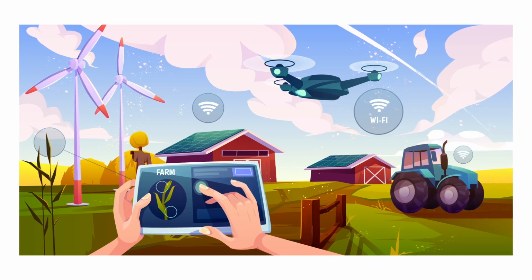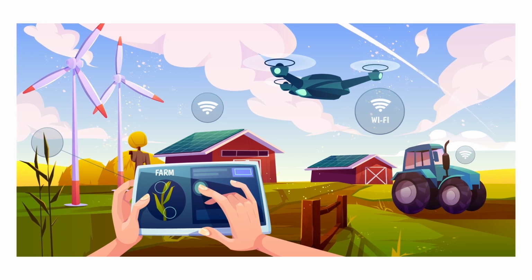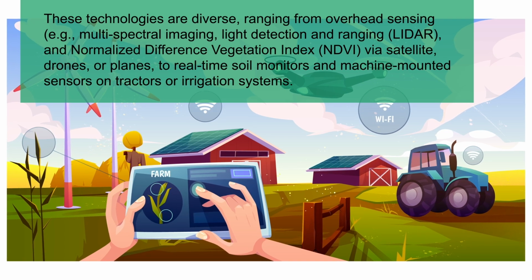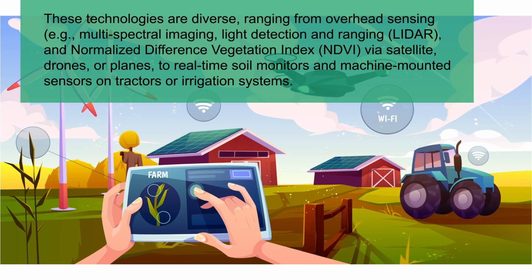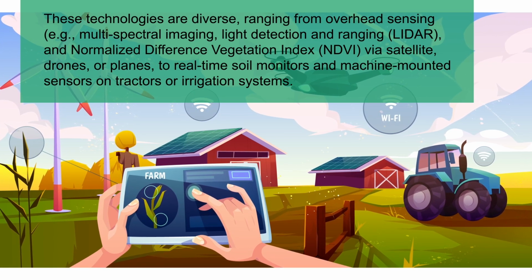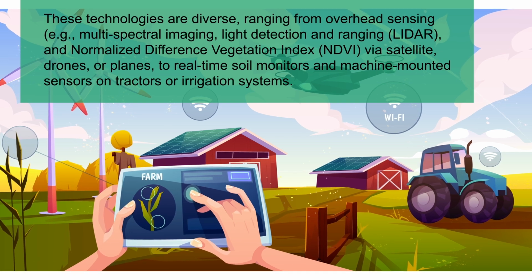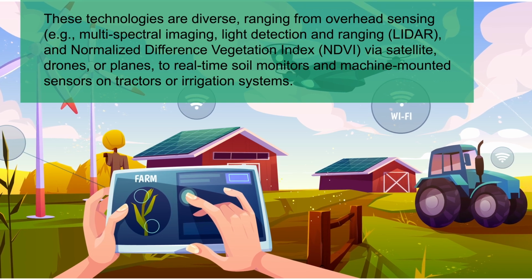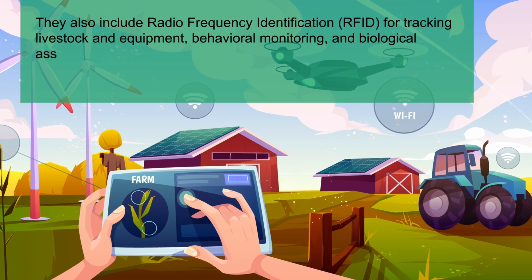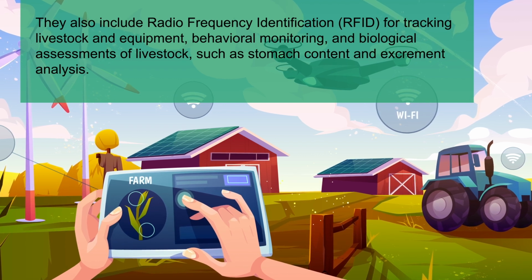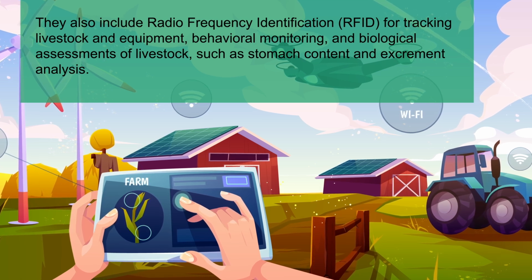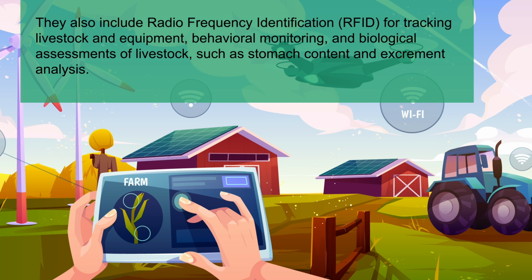Surveillance and monitoring technologies represent a third essential component of modern PA systems. These technologies are diverse, ranging from overhead sensing, e.g., multispectral imaging, light detection and ranging, LiDAR, and normalized difference vegetation index, NDVI, via satellite, drones, or planes, to real-time soil monitors and machine-mounted sensors on tractors or irrigation systems. They also include radio frequency identification, RFID, for tracking livestock and equipment, behavioral monitoring and biological assessments of livestock, such as stomach content and excrement analysis. Many of these sensing tools connect to integrated management platforms like John Deere's Operations Center.